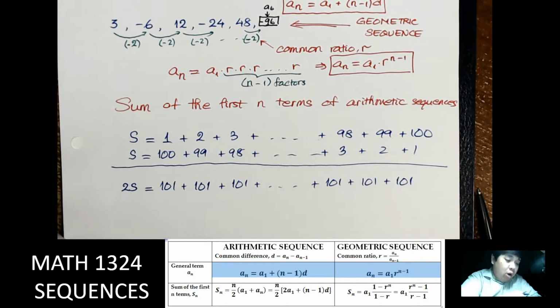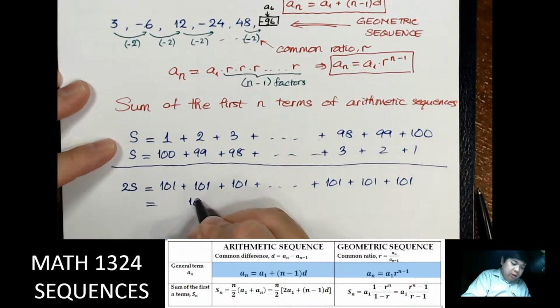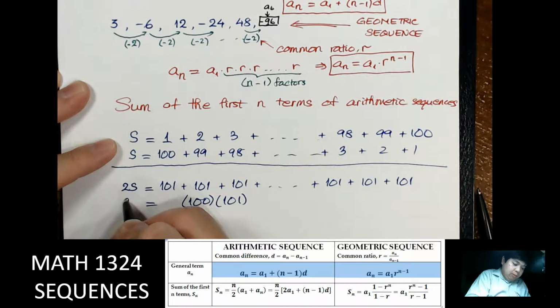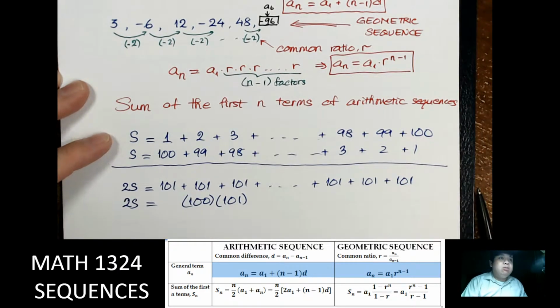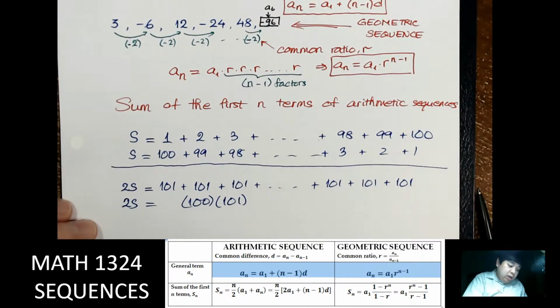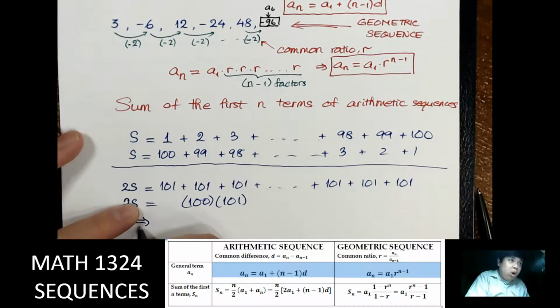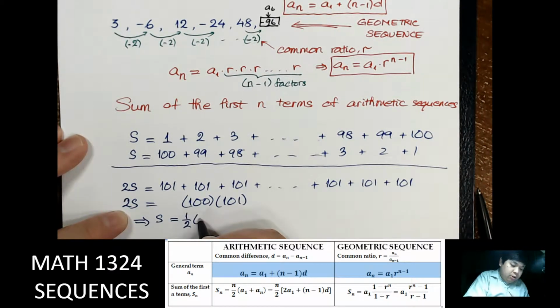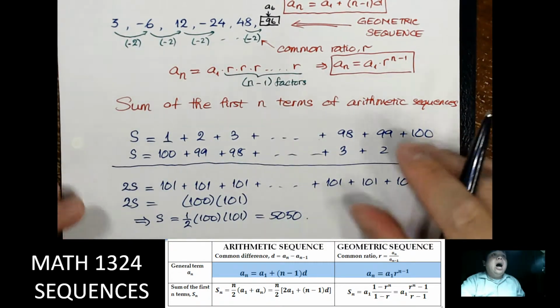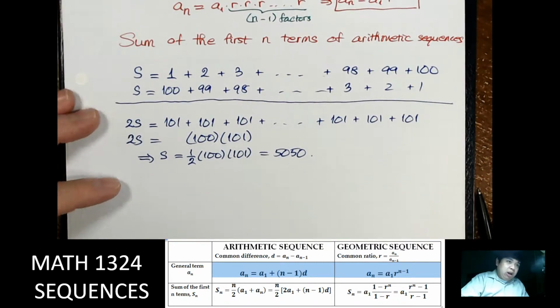We have to ask how many of these 100 do we have. Of course, that's going to be 100 of them. So we just have 100 of the 101. Right, so that's pretty simple. The only thing we need to do is that this is twice the sum. To get just half of it, we divide by 2, equal to 5050.